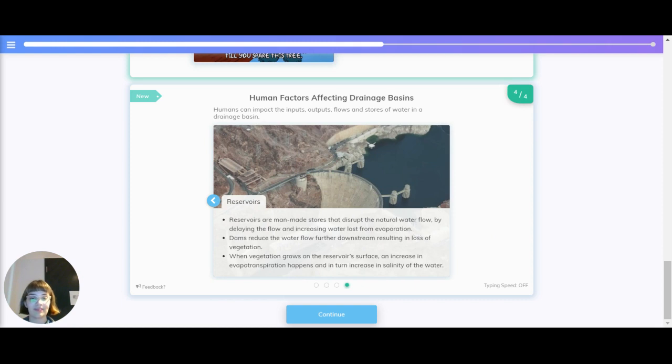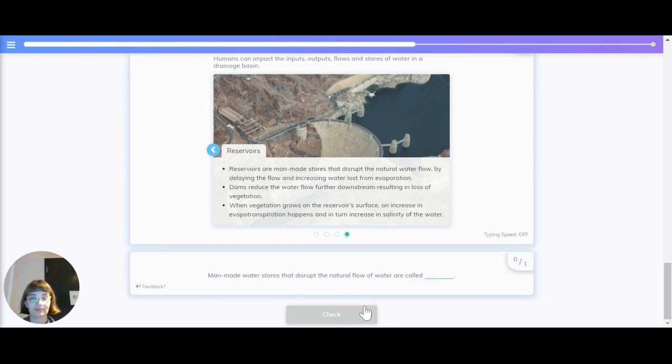Reservoirs. These are man-made stores that disrupt the natural flow of water by delaying the flow and increasing water loss from evaporation. Dams reduce the water flow downstream by resulting in a loss of vegetation. When vegetation grows on the reservoir surface, an increase in evapotranspiration happens, and in turn, an increase in salinity of the water. Let's quickly recap all of that.